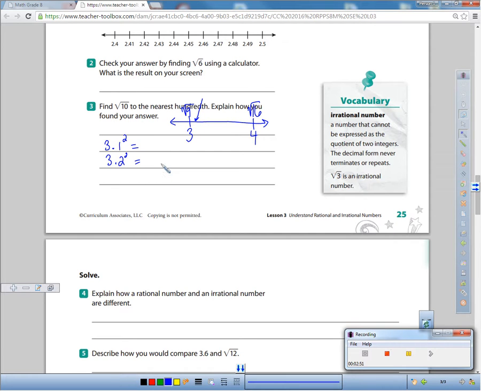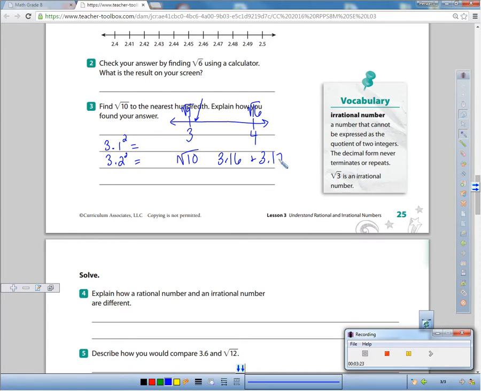Okay. If you go even a little bit closer, or if you're using your calculator, you'll see that it's right in between 3.16 and 3.17. That's a really close estimation there.